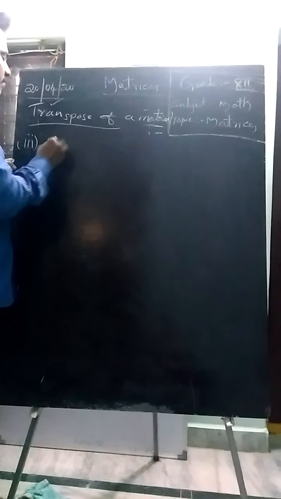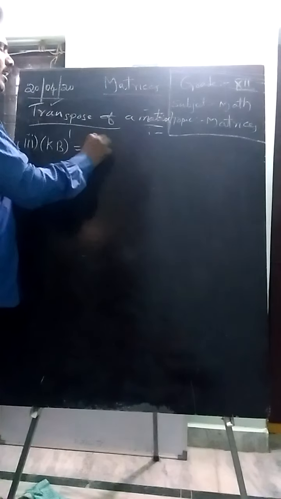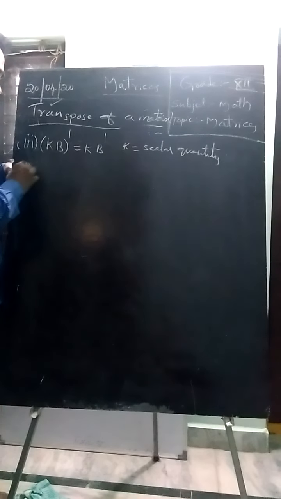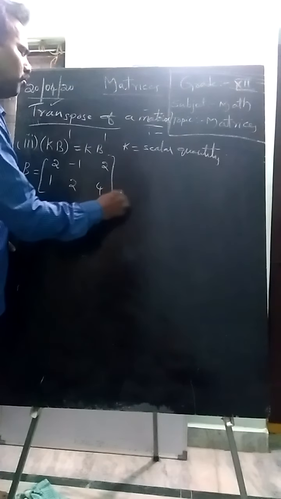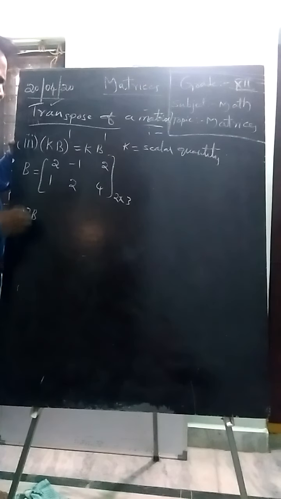Let us discuss the third property. Let me take K as one constant. (KB)' equals K into B'. K is a scalar quantity, a constant element. So we consider one matrix B as 2, minus 1, 2 in the first row and 1, 2, 4 in the second row. This is of order 2 rows, 3 columns. K is any constant, that is up to you.